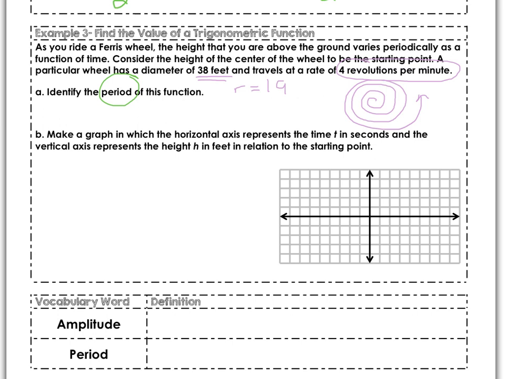Well, a period is how long it takes to make one full cycle, aka one full loop. If the Ferris wheel is doing 4 revolutions per minute, I need to figure out how long it takes for it to make 1 revolution. So if 1 minute is 60 seconds, a fourth of 60 seconds gets me that 1 revolution is going to be 15 seconds. So the period of my function is 15 seconds.